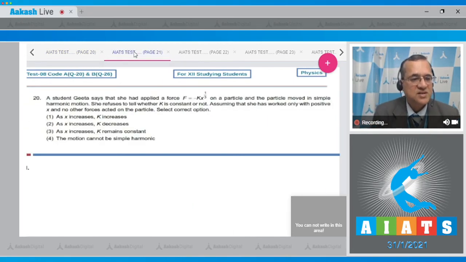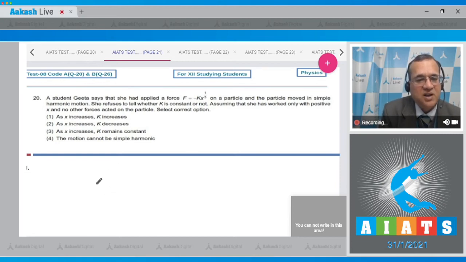Question number 20 says a student Geeta says that she had applied a force F equal to minus k x power 1 by 3 on a particle, and the particle moved in simple harmonic motion. She refuses to tell whether k is a constant or not, assuming that she has worked only with positive x and no other forces acting on the particle. Select the correct option. These are 4 options on how k depends on x.